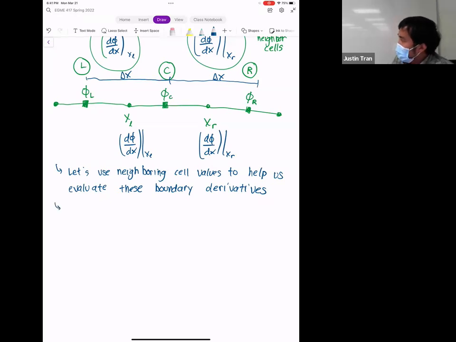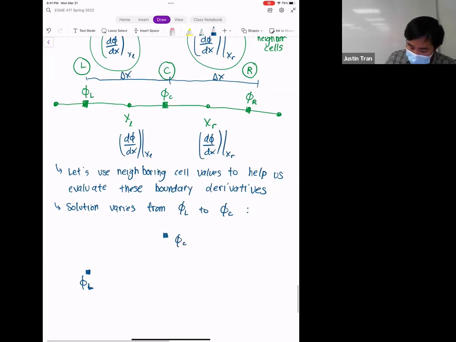And so, when we go from cell L to cell C, our solution is going to vary, right? And so it's going to vary from phi L to phi C. So that's just kind of a normal solution behavior, right? As you go from cell to cell, our solution is going to vary. And so visually, it might look something like this, right? So this might be phi sub L, excuse me. This might be phi sub C.